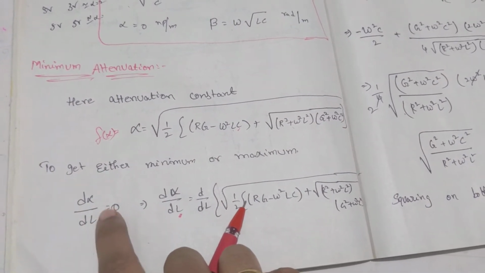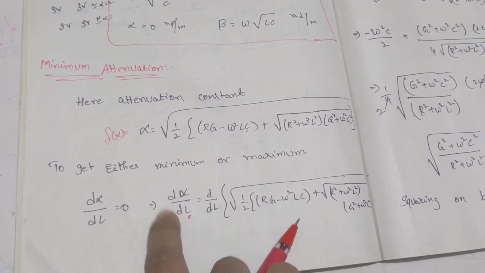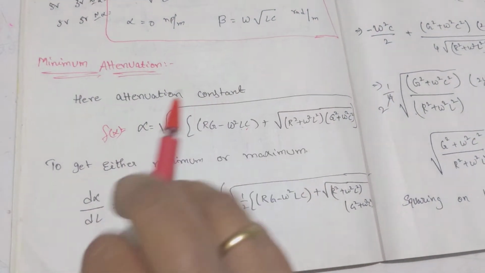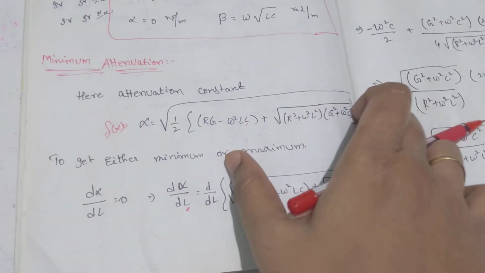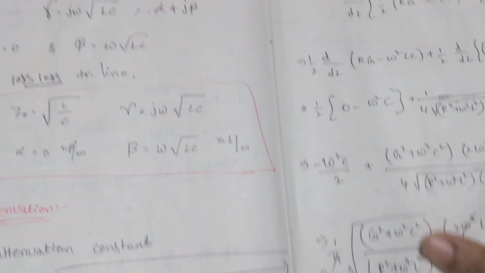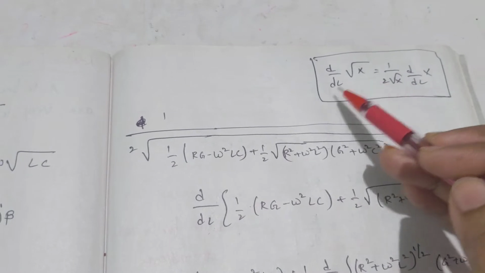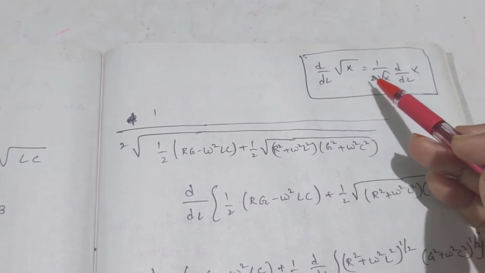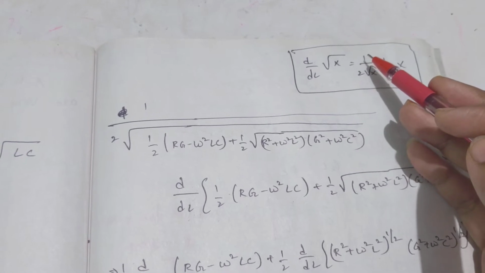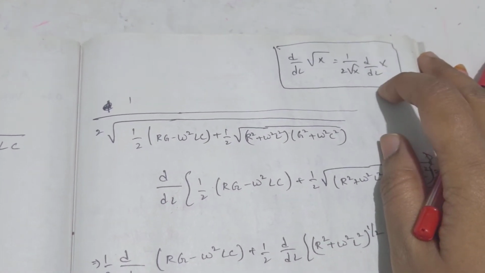After getting the derivative, we have to equate it to 0. So first of all, I am going to differentiate the function, d alpha by dL, and later I equate it to 0. Here the alpha value is the square root of an expression. For ease of understanding, I have written the derivative of square root of x, which is 1 by 2 root x into dx by dL. If 1 by 2 root x equals 0, this value is also 0, so you can simply find dx by dL equals 0.